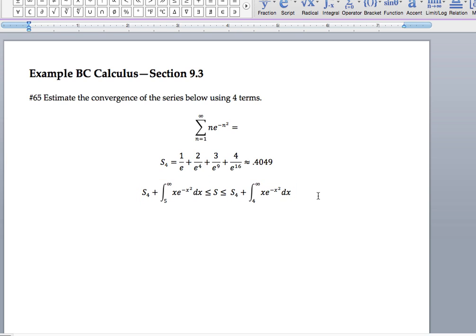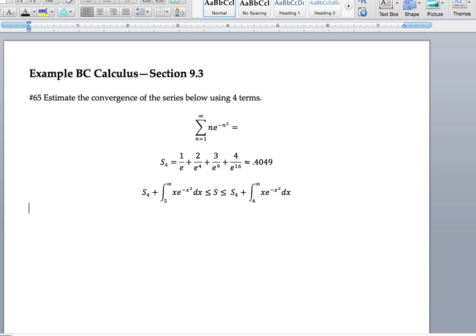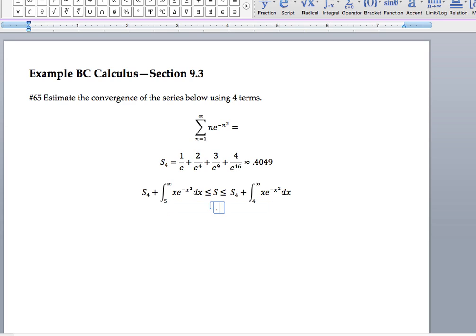So that's all I'm going to do. On my next line, I'm going to leave it as s sub 4 for now. Plus, and I'll even write a little bit of the integral here. So that integral is negative 1/2. We're going to go plus negative 1/2, and the antiderivative comes out to be negative 1/2 e to the negative x squared. I'll leave that for you to show yourself.